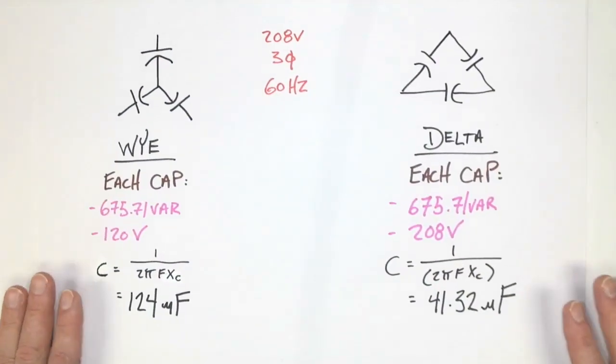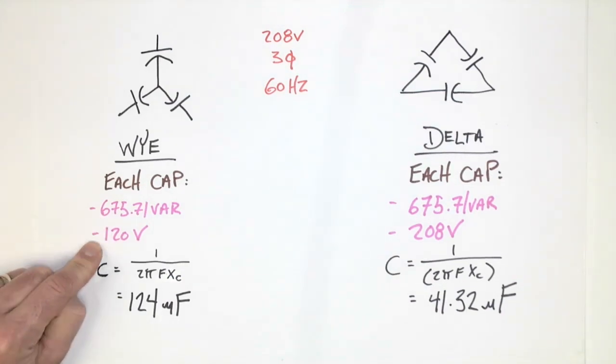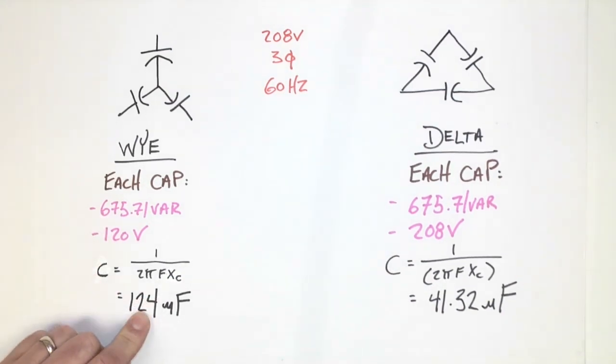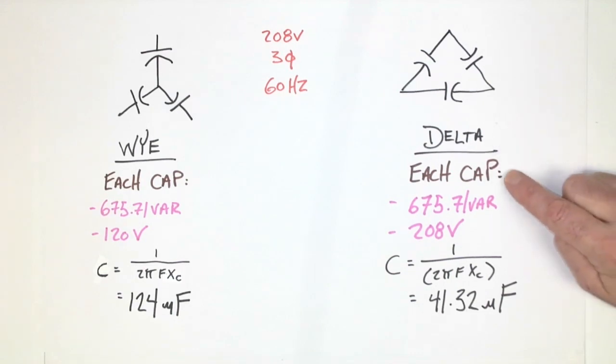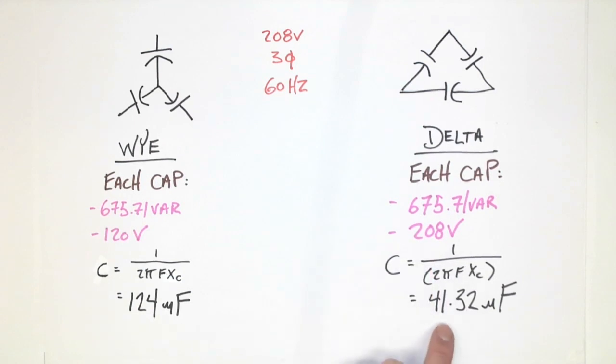We can see here that for the Y installation, each capacitor is 675 var, 120 volt, and 124 microfarad. Whereas on the Delta system, each capacitor is 675.71 var, rated to 108 volts, and has a microfarad rating of 41.32 microfarads.